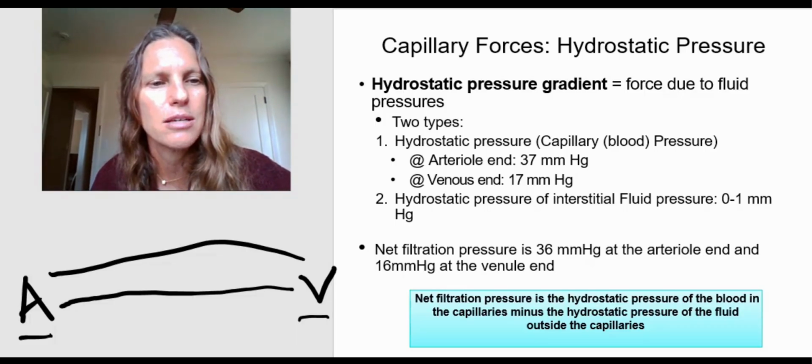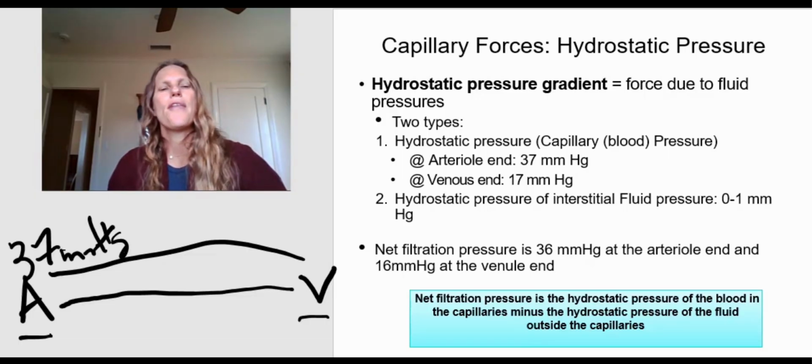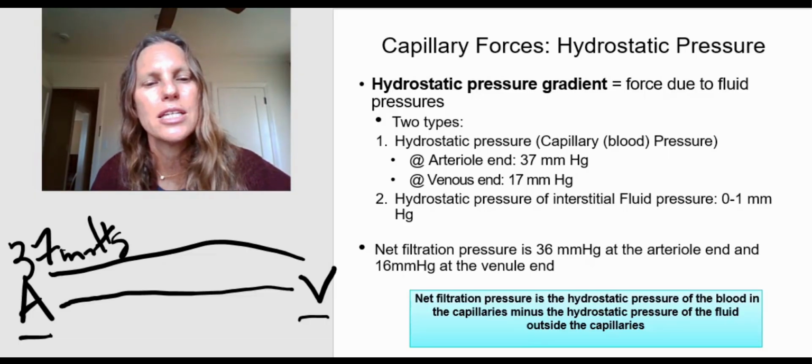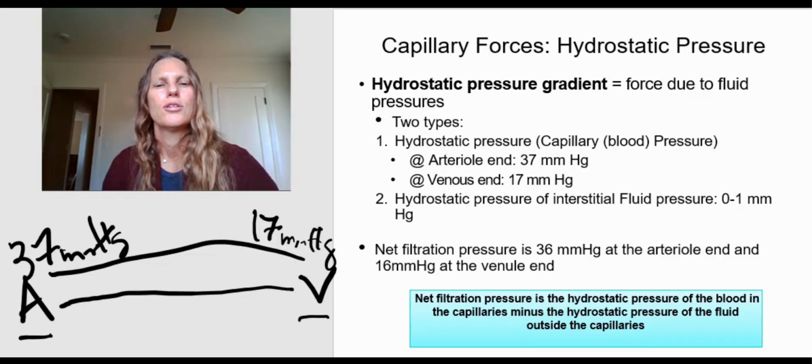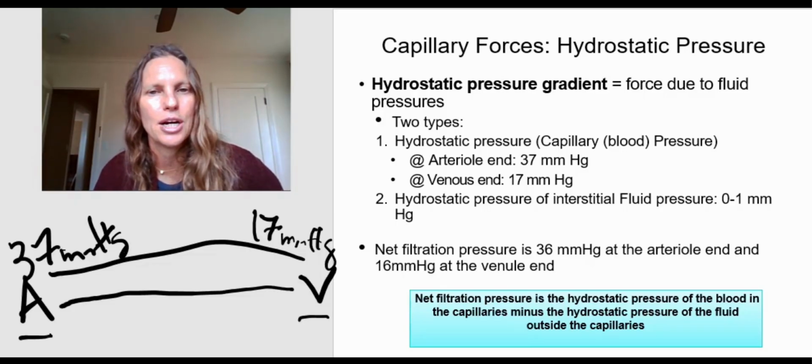So let's say here 37 millimeters mercury. And then the pressure is going to continue to drop until we get to the other side here. And here we have about 17 millimeters of mercury. So this is a gradient, 37 to 17. We have a higher pressure here than there. This pressure is generated by the fluid in this tube. Hydrostatic pressure is basically the pressure that's being exerted on the wall of the capillary by the fluid in the capillary.